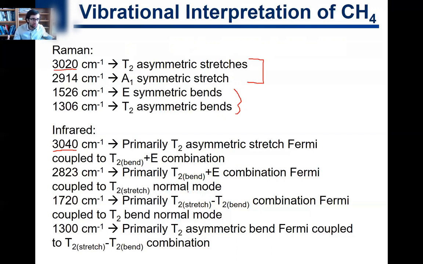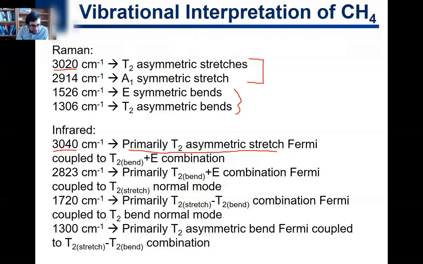So what does this look like pictorially? It's difficult to actually show you, but it would be some fractional contributions of all these different modes. Mostly this mode is going to look like that T2 asymmetric stretch, where one of the bonds is moving 3 times faster than the other 3 are contracting in the opposite direction. But there's going to be a little bit of bending going on with a T2 bend and an E bend. So it's going to be a complicated mixture of modes here.